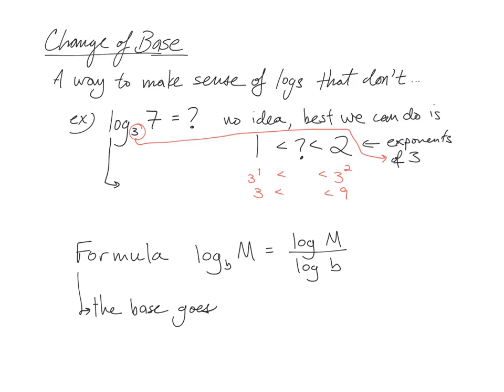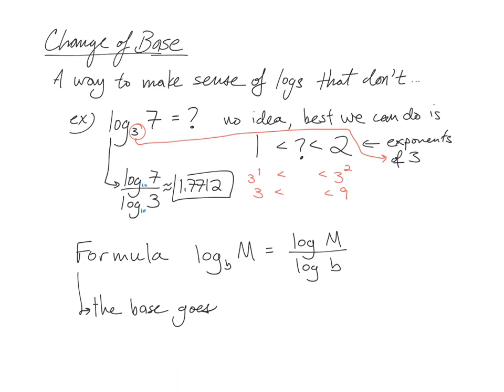Fortunately, we can approximate or estimate the exponent if we take the log of the argument over the log of the base. What you'll notice is that both of these logs have base 10. So log of the argument divided by log of the base. If we do this, we can estimate the exponent to be 1.7712. And would you look at that? The exponent we needed for 3 to give us 7 is between 1 and 2.